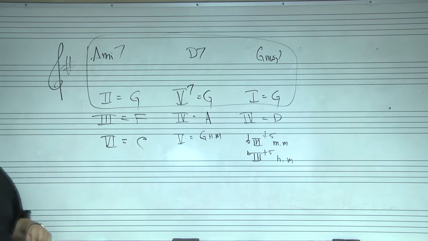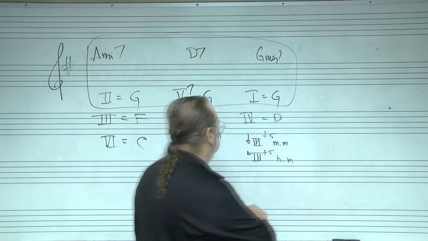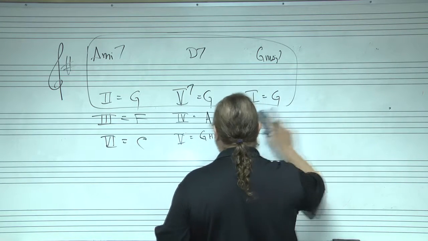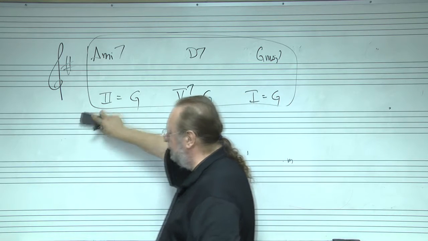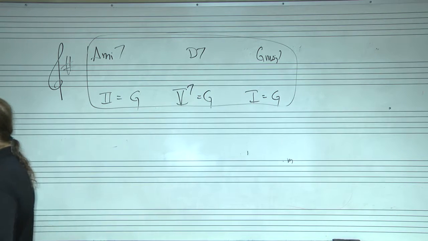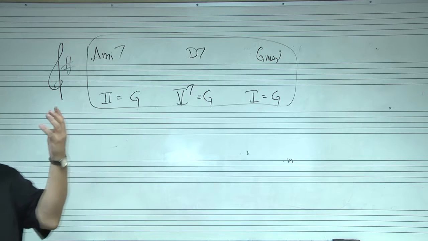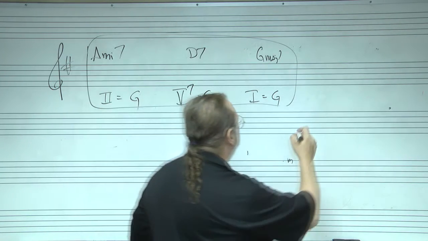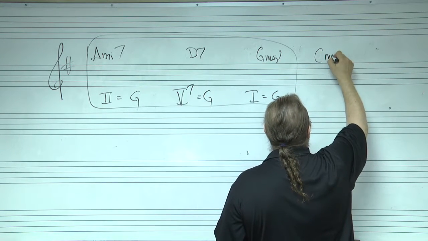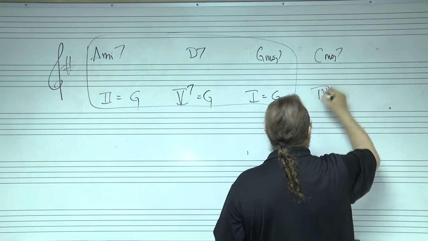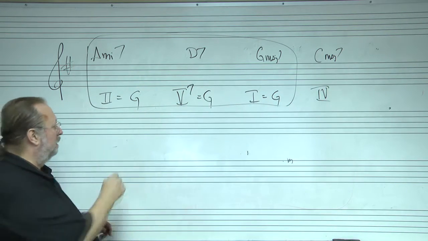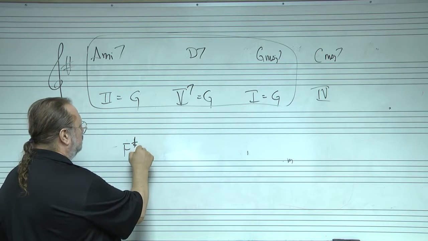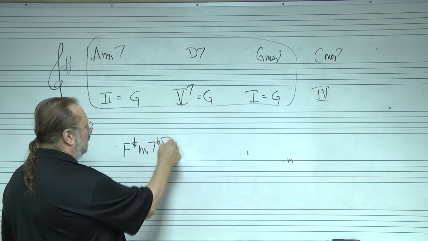Now, what's after the G? C major 7, right? Okay. So since we've established that we're in the key of G, what's the C major 7 to the key of G? The 4, right? Okay, then what? F sharp minor 7 flat 5. Then what?